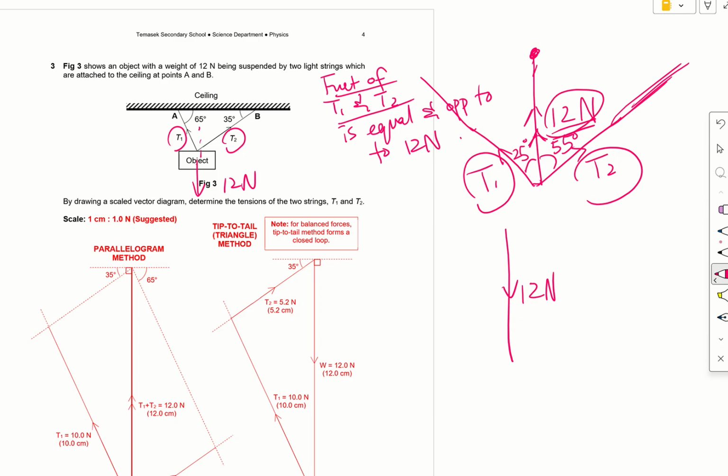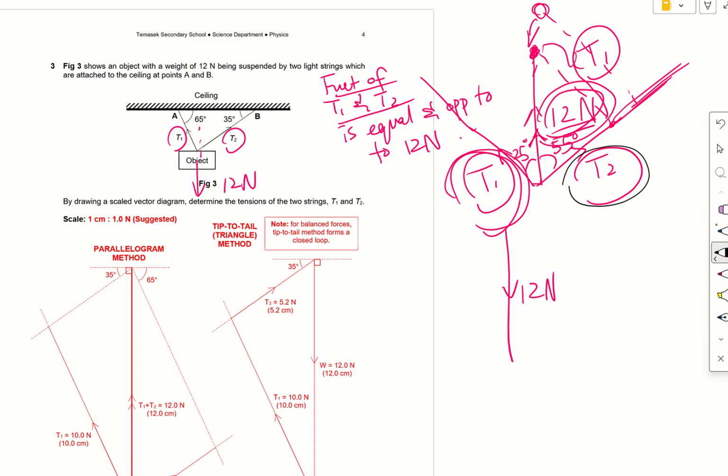So if I were to shift T1, I need to shift it in a way such that it is parallel to the original T1. When I shift my ruler, it ends over here. This will tell me that this is the real value of T1. Because if I were to shift T1 to here, it will not fulfill the condition of having a 12 Newton resultant force. So make sure you shift your ruler such that it is parallel to T1, or if you want, you can also shift T2.